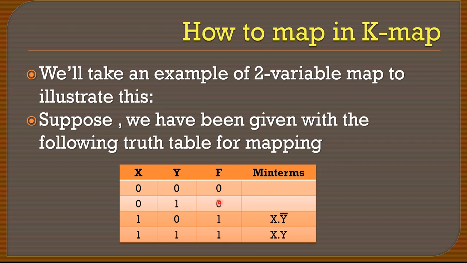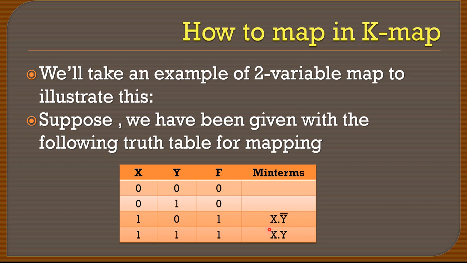So here you can see the output column. The first two rows have 0 and the second two rows have 1. Normally for min terms, only if the output is 1 do you write the min terms for that. You are not going to take the zeros. You are going to take only the ones for the min terms. So for these last two rows you are going to find the min terms.